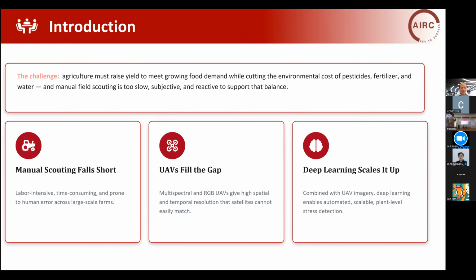The main structure here is, first, manual scouting. Second, we can fill that gap by using autonomous UAVs, and then we can scale it up with deep learning models.